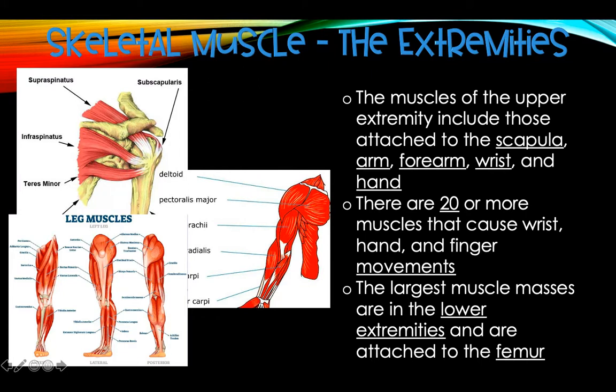As far as the legs, the largest muscle masses are in your lower extremities, like I mentioned, and they're attached to the femur. So your femur is the thigh bone here, and look at how many muscles there are, and look at how long and large they are. And they're very important. They help with your stability.